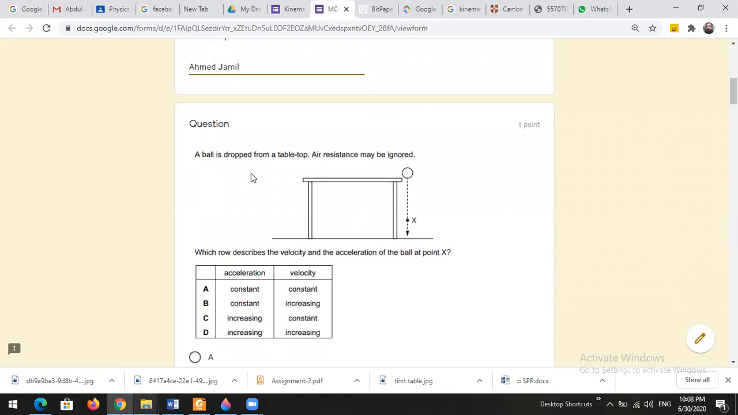The statement for question 1 is: a ball is dropped from a tabletop. Air resistance may be ignored. So there is no resistance, so no terminal velocity. Which rule describes the velocity and acceleration of the ball at point X?